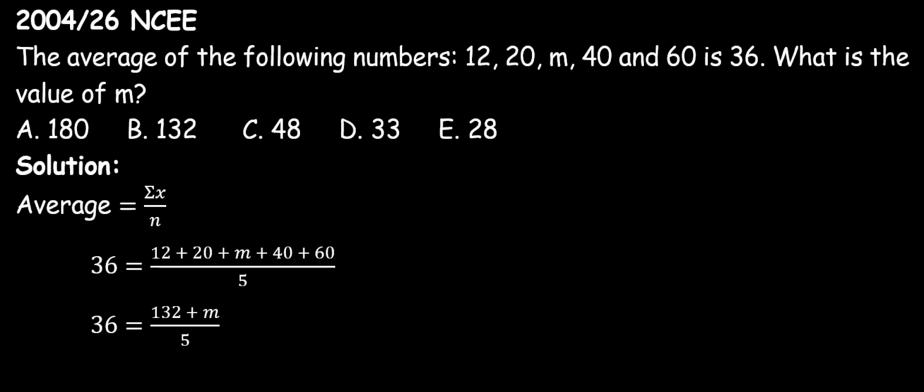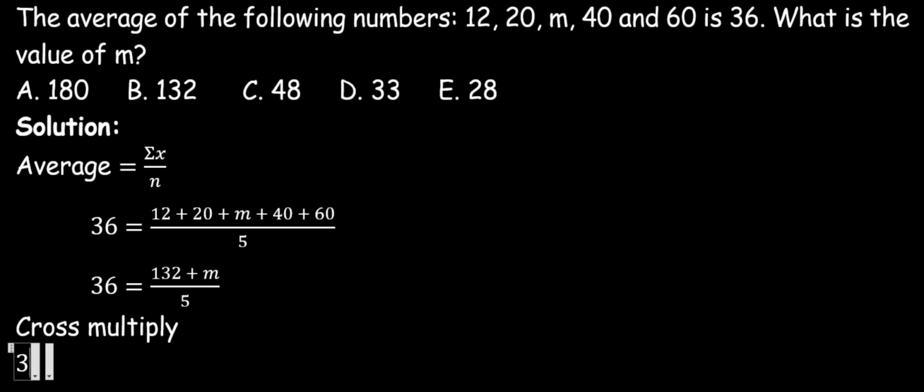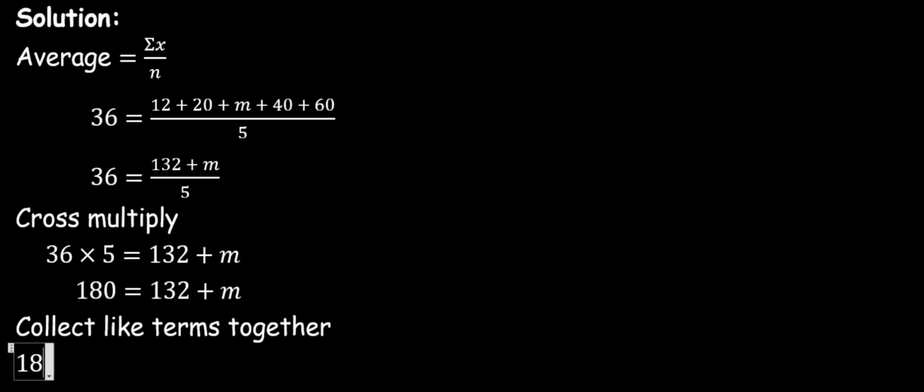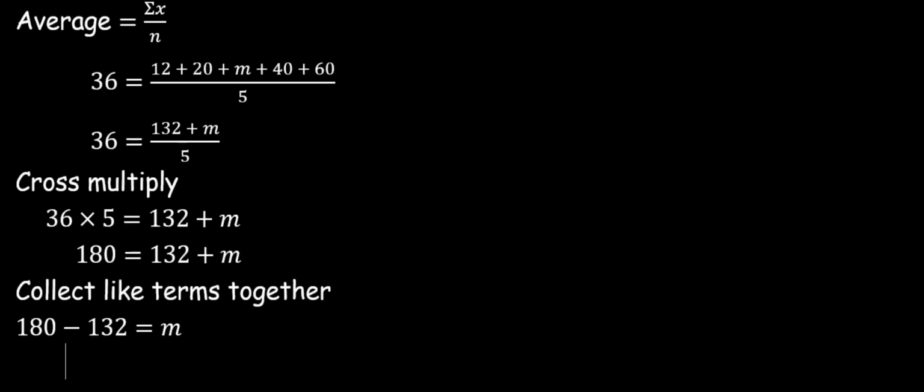Next, we cross multiply. We now have 36 times 5 is equals to 132 plus m. That will give us 180 will be equals to 132 plus m. Collect like terms together. That will give us 180 minus 132 will be equals to m. And that's to say 48 is equals to m.